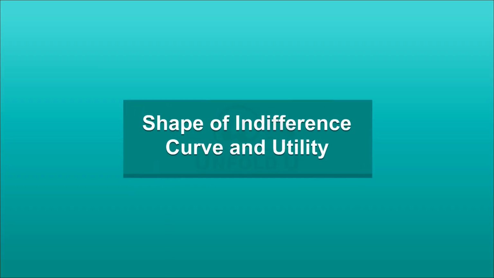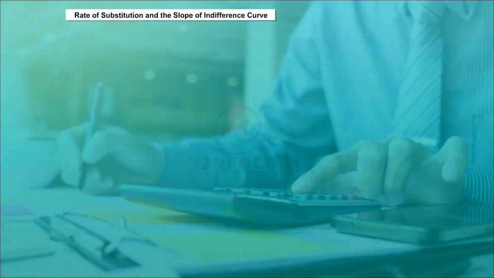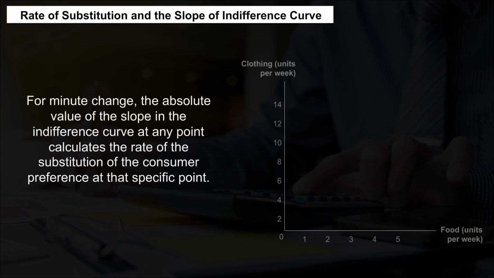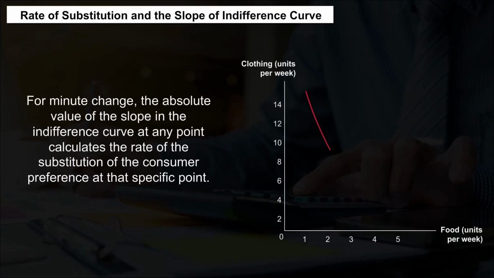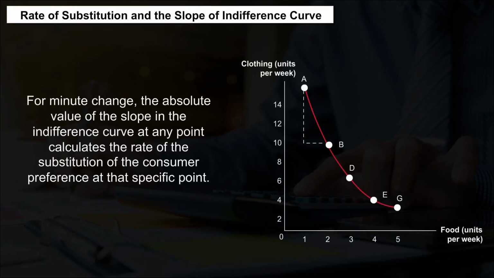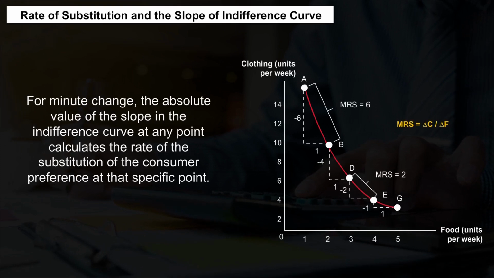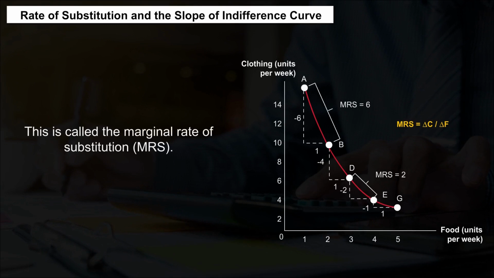Shape of indifference curve and utility, rate of substitution, and the slope of indifference curve. For a minute change, the absolute value of the slope of the indifference curve at any point calculates the rate of substitution of the consumer's preference at that specific point. This is called the marginal rate of substitution, MRS.